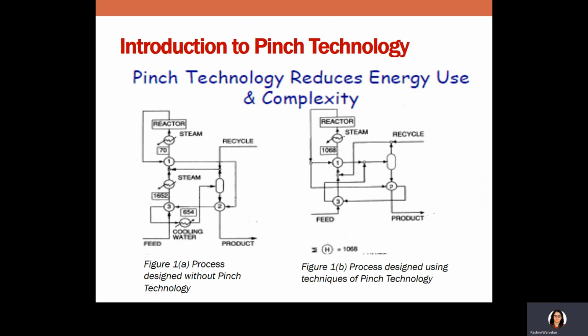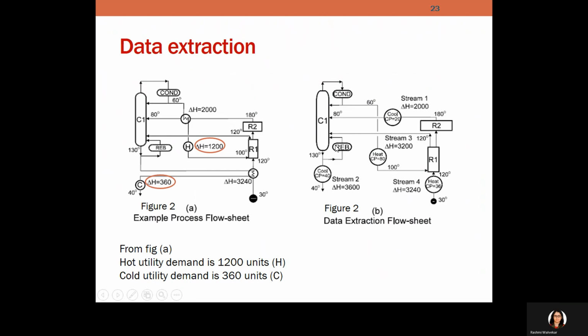Needs energy requirement. So we can use the process stream to exchange the heat between them so that we can minimize the heat exchangers. So the first stage in pinch analysis would be data extraction. First you need to come up with your process flow diagram, perform mass and energy balances.